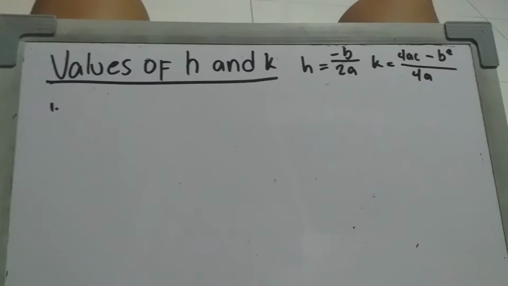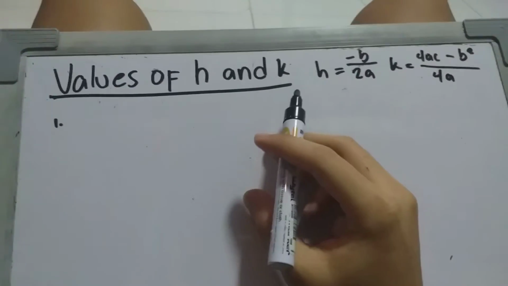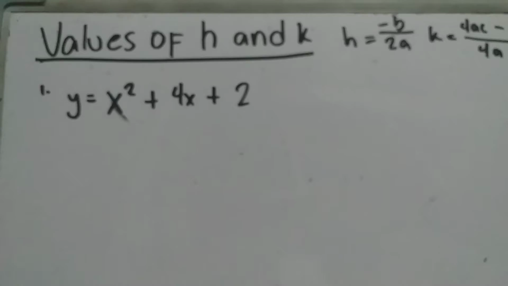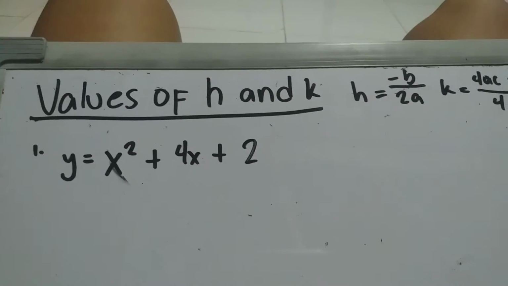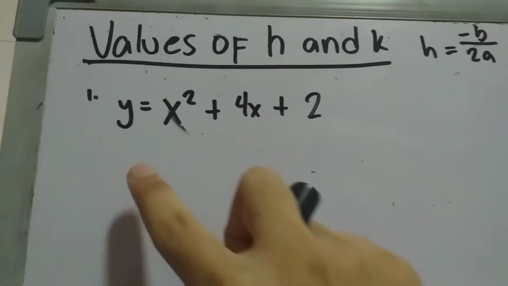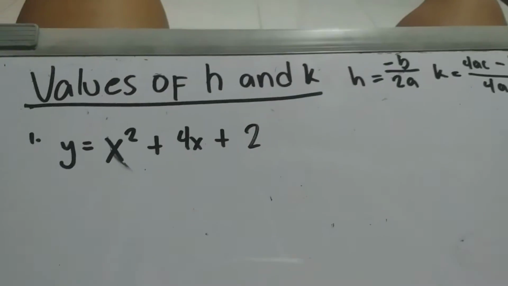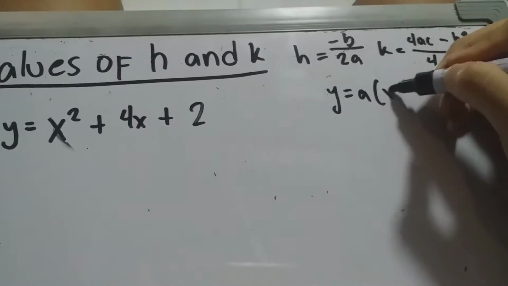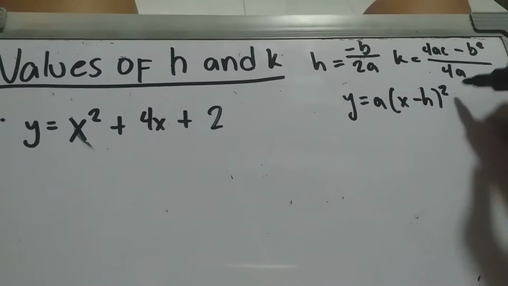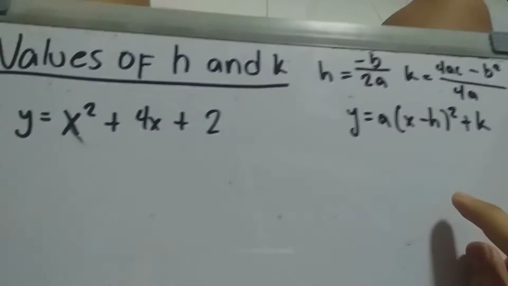Today we're going to talk about turning quadratic equations into vertex form using the values of h and k. This formula is another way of turning this equation into its vertex form, which we know from the previous lesson is y equals a(x minus h) squared plus k. So we are going to turn this into something like this. Let's start with our first example.